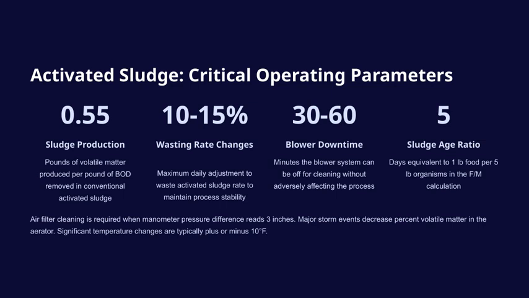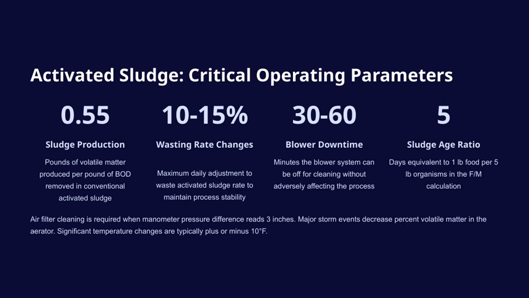First, we have sludge production, which is measured in pounds of volatile matter produced per pound of BOD removed in a conventional activated sludge process. Typically, this ranges from about 10 to 15%. This tells us how much excess sludge is generated during treatment, and monitoring it helps us keep the process balanced.